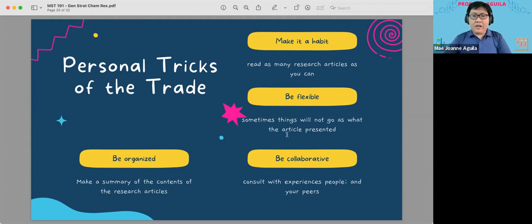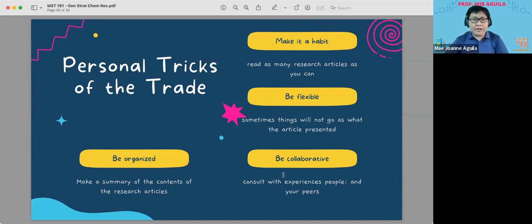Be flexible. Sometimes, even though you're following strictly, say, a methodology from a certain journal article, it will not go as stated in there. So you need to be able to find out how to make some changes so that you'll arrive at what you originally wanted, or maybe you need to change something in the methodology.